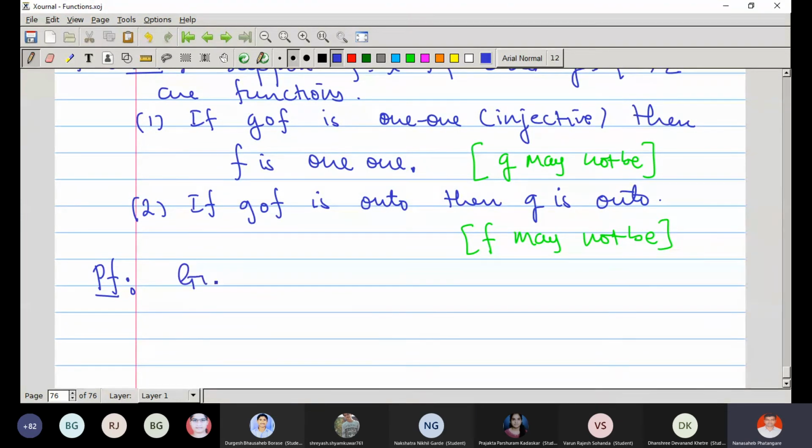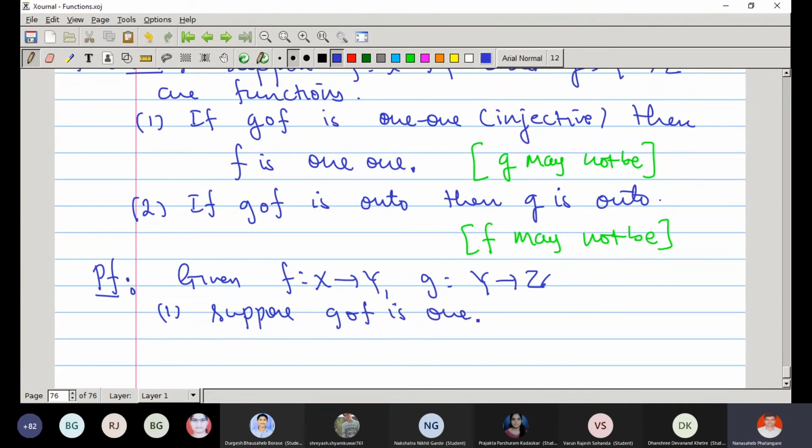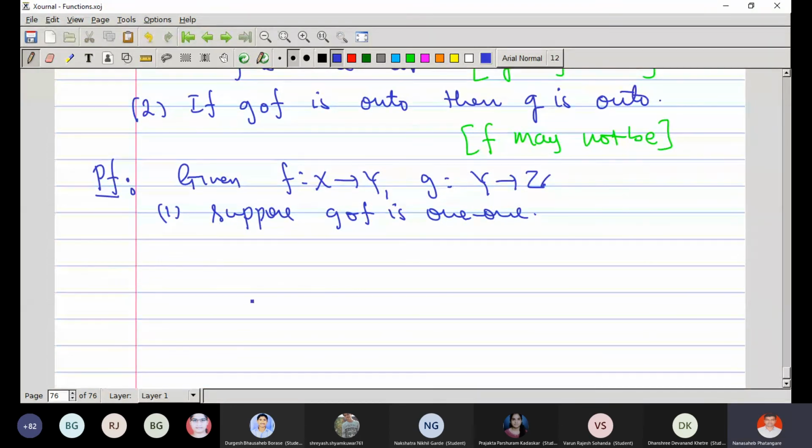So given f is a function from X to Y, g is a function from Y to Z. Suppose g composite f is 1-1. What is our claim? Our claim is f is 1-1. Correct?